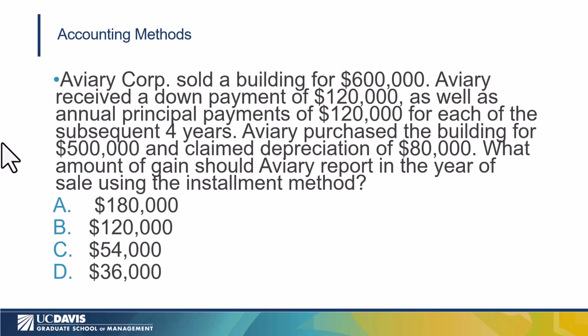What is the adjusted basis? Well, they purchased the building for 500, claimed depreciation of 80, so the adjusted basis is 420. That means the realized gain is 180,000. Okay, now there's no liability associated with this. But there is some recapture, perhaps.